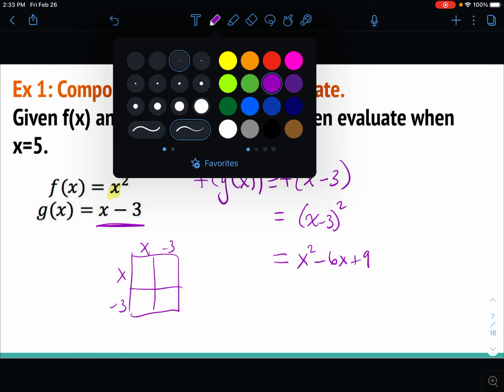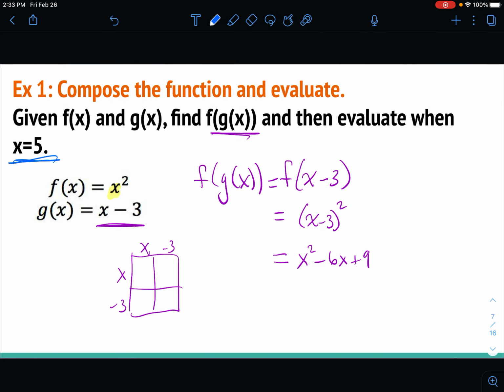Now the next part of this is asking us to evaluate. So they're saying, hey, what happens when x is 5? What am I getting as an output? So we can say f of g of 5. We can go ahead and plug 5 into the function g. That would be 5 minus 3. And then, of course, we're putting that whole thing into function f, which is input squared. Now, we've already composed this. Take a look right here. So that's where you see this. Okay, so nothing too crazy. All right, so this would equal 2 squared, which would equal 4.